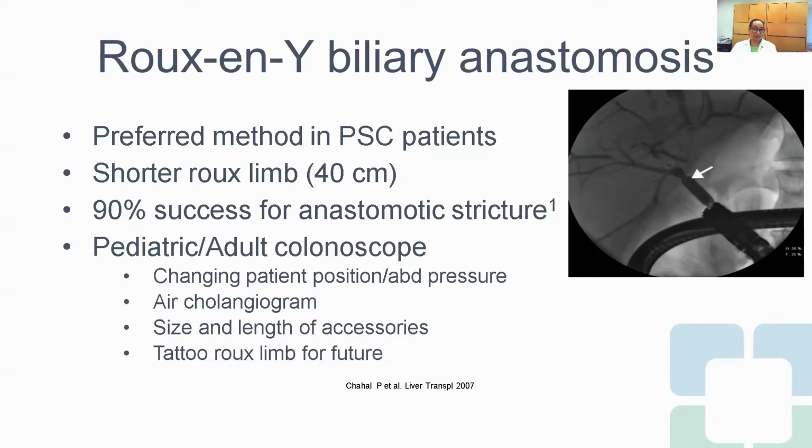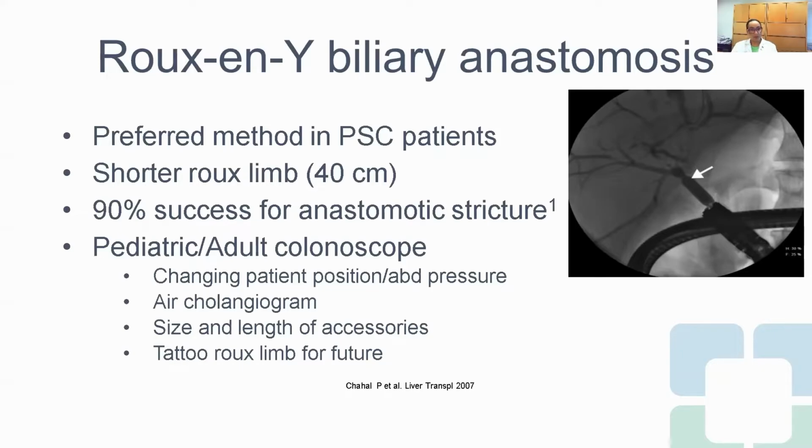Again, there is very limited data on the success rate of endoscopy in managing anastomotic biliary strictures. We published data in liver transplantation with 32 patients. Out of those 32 patients, 10 were referred to us for anastomotic stricture, and endoscopy was successful in 9 out of 10 patients in reaching the anastomosis, dilating the stricture, and placing a stent.